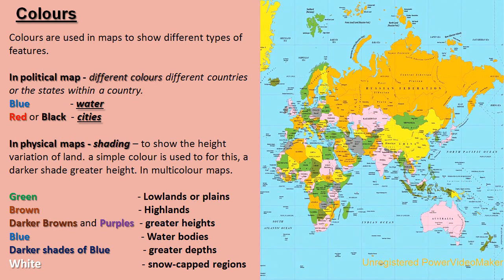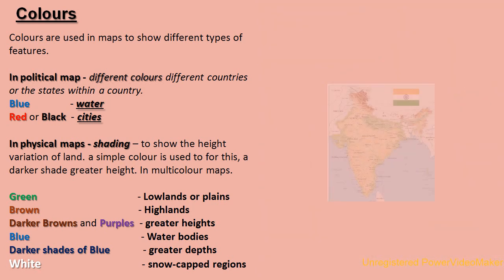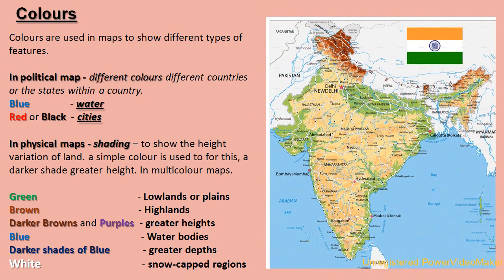But in the case of a physical map, like you can see on the right side, the Indian physical map, some shades are used to show the height variation of the land. For this we are taking a simple color. A darker shade of the color means the height in that particular area is very high.